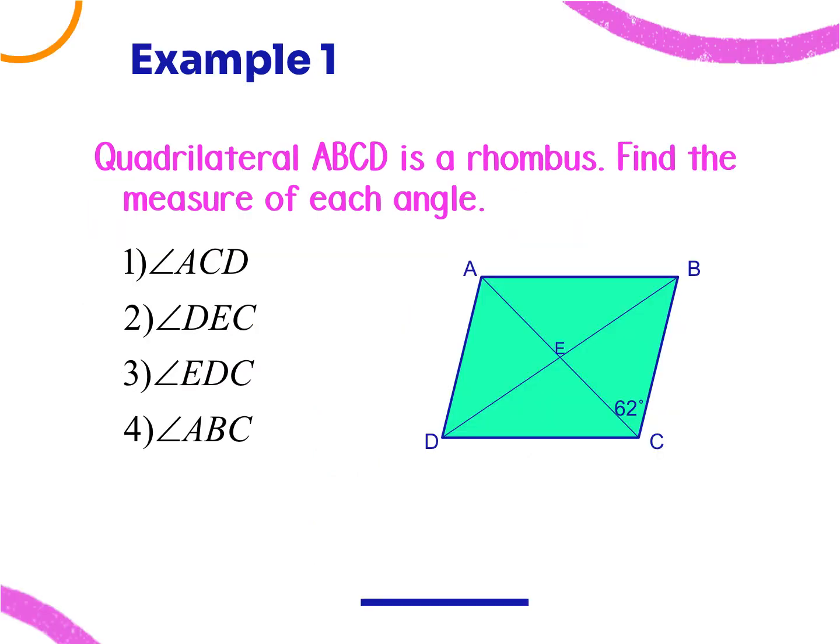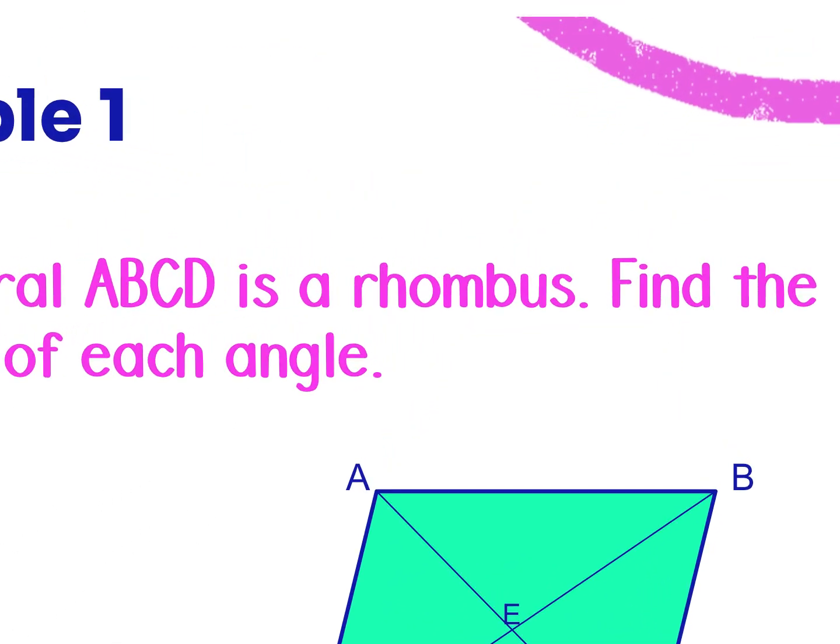All right, looking at this first example, it says quadrilateral ABCD is a rhombus. So I know it's a rhombus. I'm going to name properties of a rhombus. Who could tell me something about a rhombus? What makes a rhombus a rhombus?